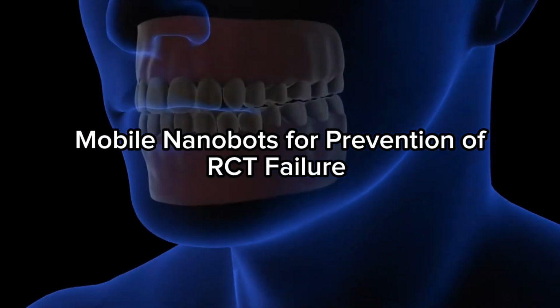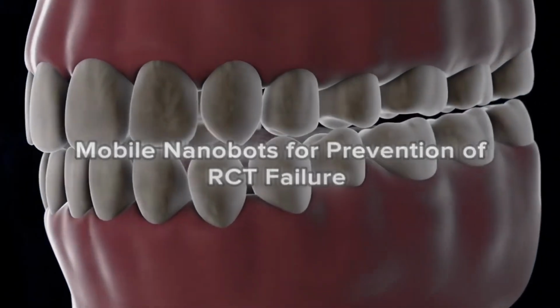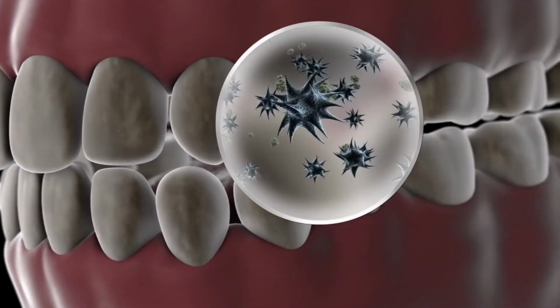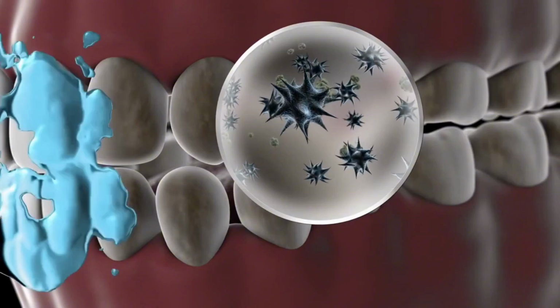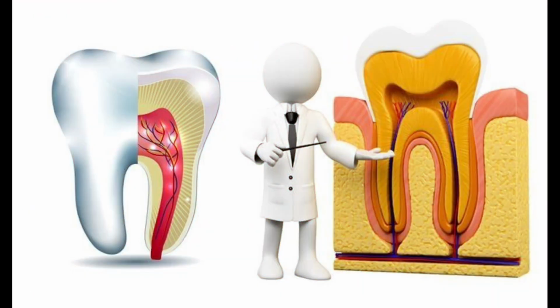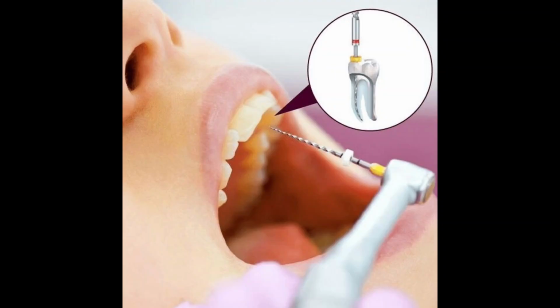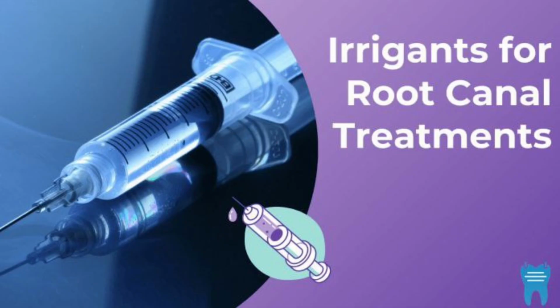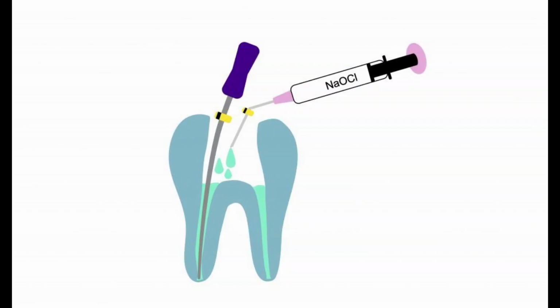Mobile nanobots for prevention of root canal treatment failure. Root canal treatment is commonly prescribed to treat the infected pulp tissue of the human tooth. One of the essential steps of the root canal treatment procedure is sterilizing the root canal space using bactericidal chemicals such as sodium hypochlorite, hydrogen peroxide, and EDTA.